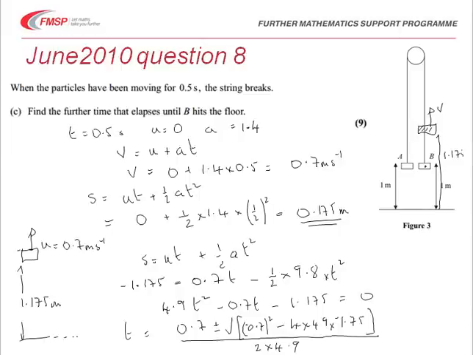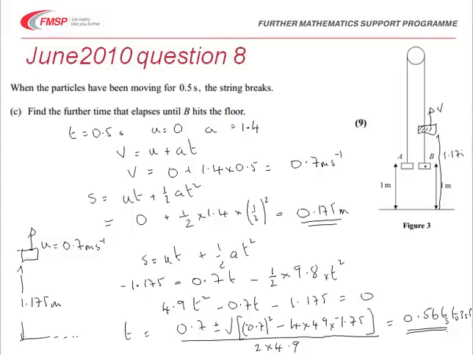and that evaluates, well, we want the positive value, obviously, not the negative value, so that evaluates to be 0.566 to 3 significant figures. So that's 0.566 seconds to 3 sig fig. So that's the extra time until it hits the ground.